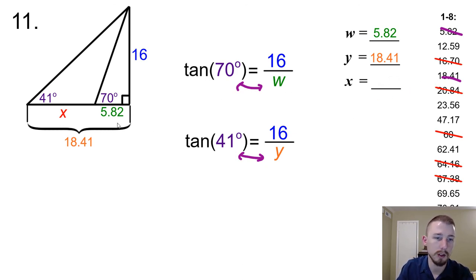Then the last one is to solve for x. So if the whole thing on the bottom is 18.41 and this side is 5.84, all we have to do is subtract those two, put it in the calculator, you'll get 12.59. So we know we did that right.